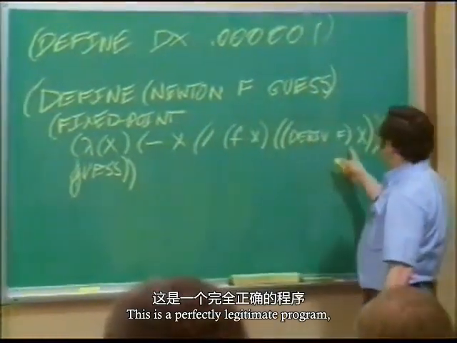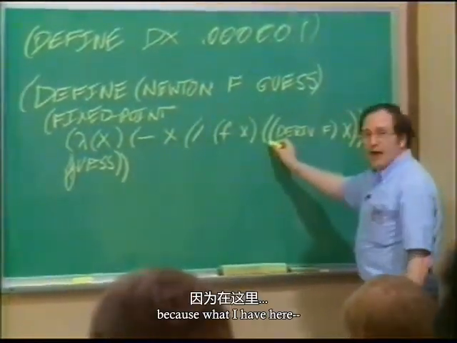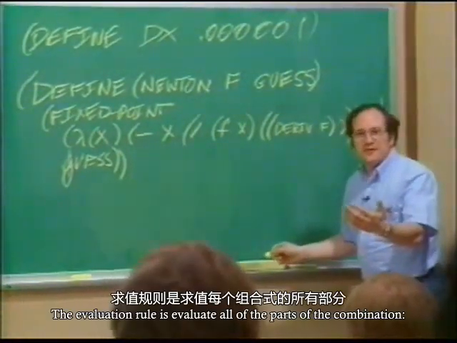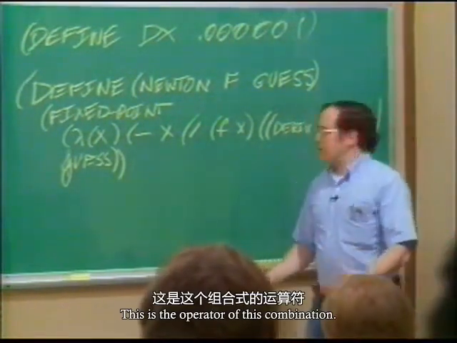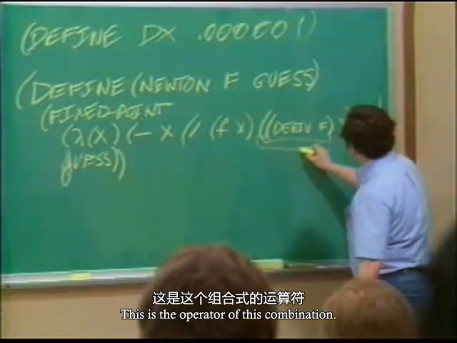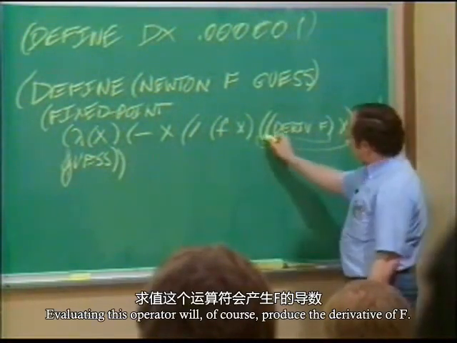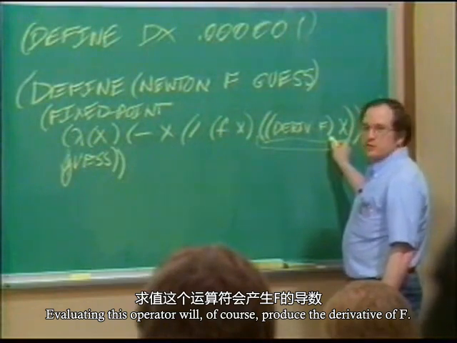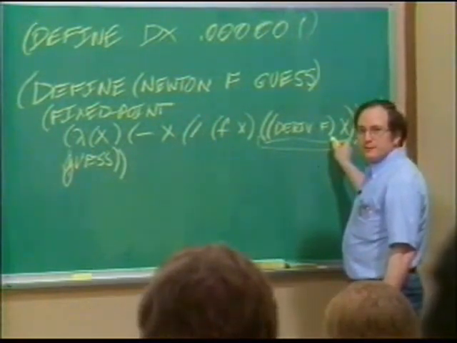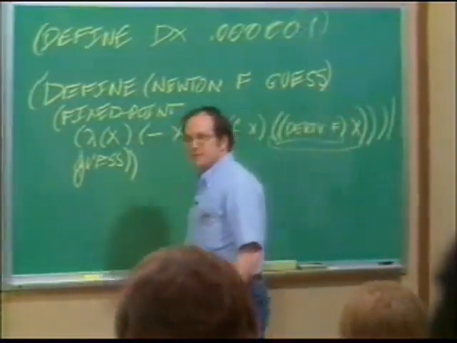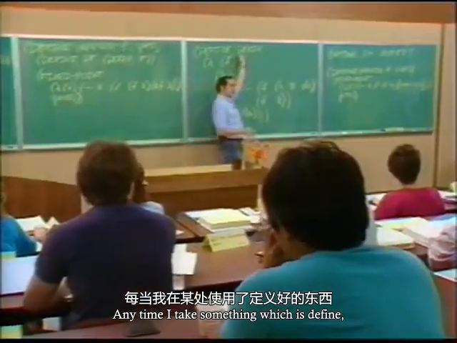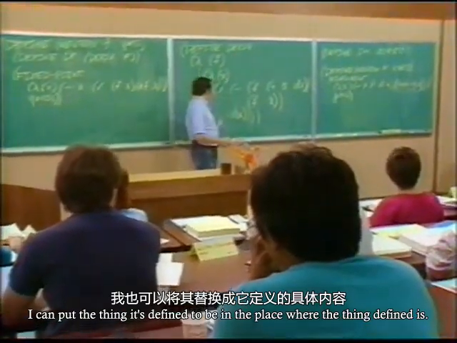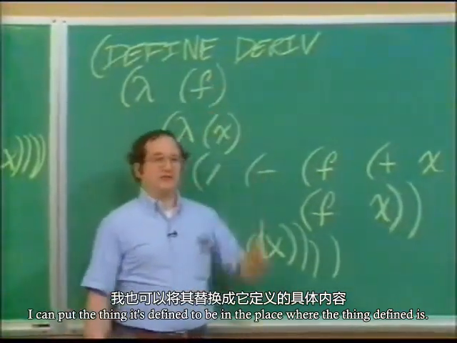Okay? This is a perfectly legitimate program because what I have here, remember the evaluation rule. The evaluation rule is evaluate all of the parts of the combination, the operator and the operands. This is the operator of this combination. Evaluating this operator will, of course, produce the derivative of f. Carry it one step further, you could put the lambda expression that's in, oh, here, of course. Right. Anytime I take something which is defined, I could put the thing it's defined to be in the place where the thing defined is.